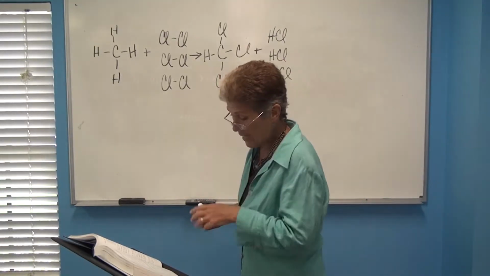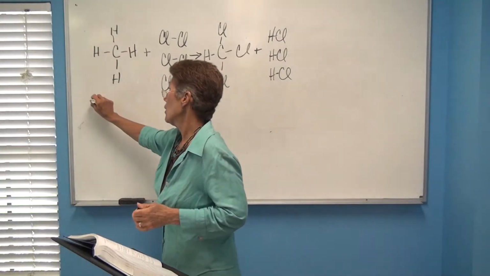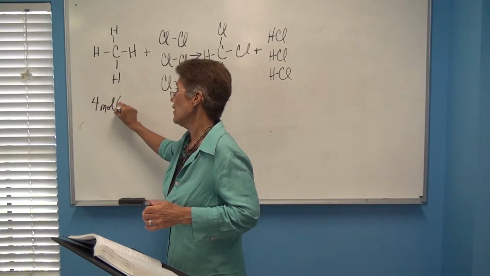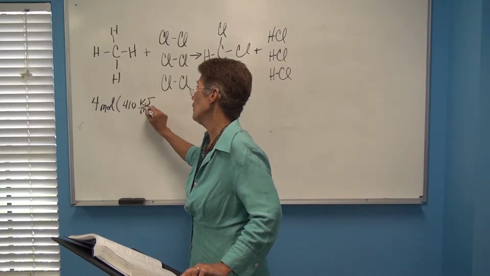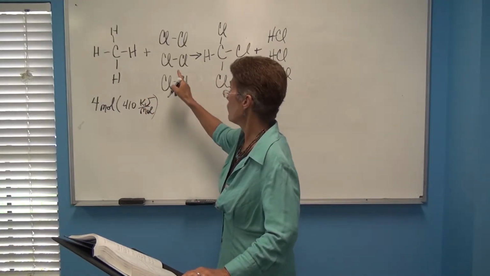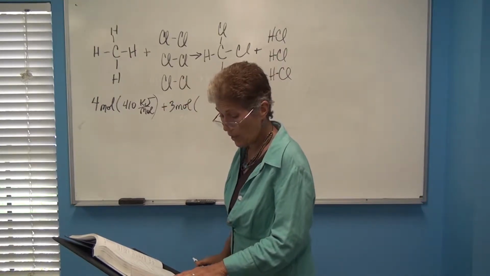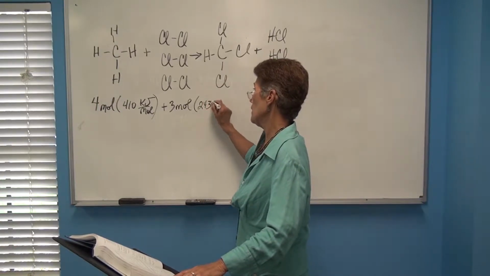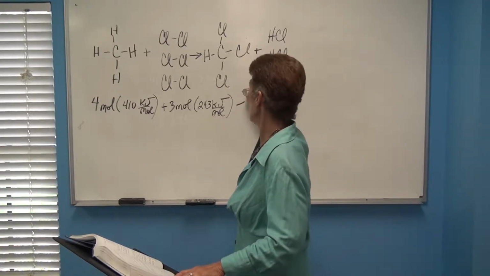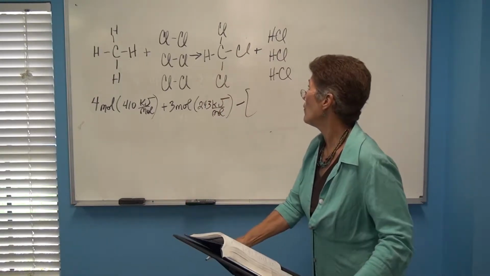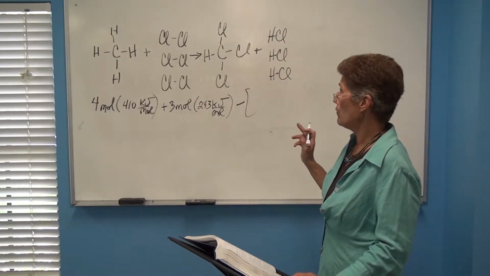So we did that. Then you look here and you go, okay, first, I have 4 C to H bonds, so 4 moles, and then you look up the C to H bond, and it's 410 kilojoules per mole. Okay, then you have 1, 2, 3 moles of this, 3 moles, and you look up the chlorine to chlorine bond, and it's 243 kilojoules per mole.